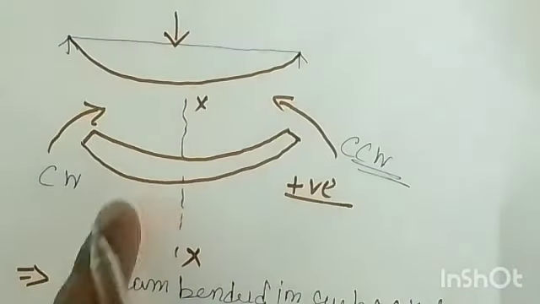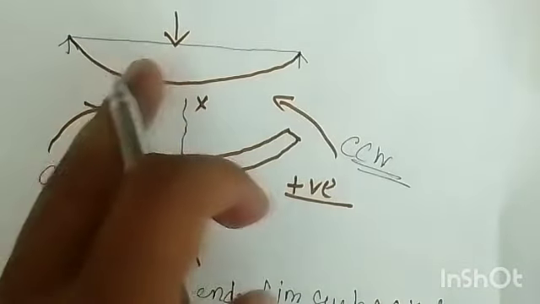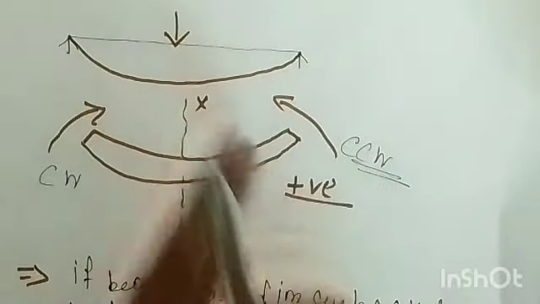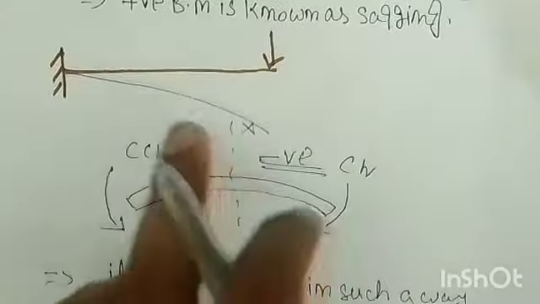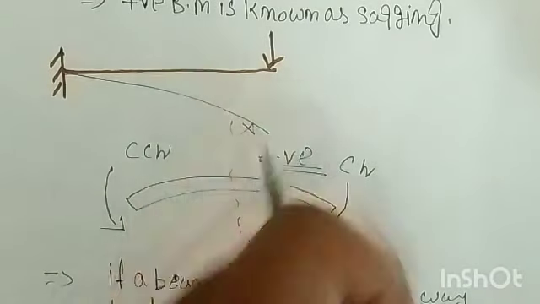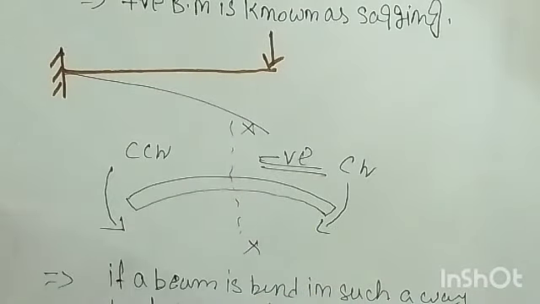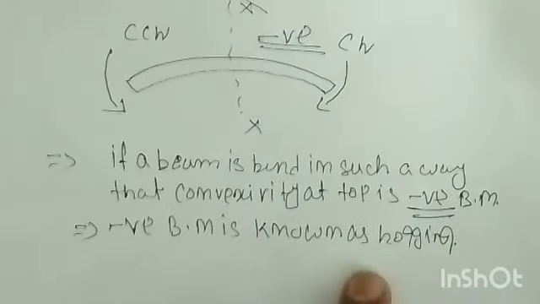So two ways you can say it: whenever the beam is bent, if on the left portion the rotation is clockwise and on the right side the rotation is anti-clockwise, it will be the positive bending moment. The positive bending moment is a sagging moment. Next, if the beam is bent in such a way that from the left hand side it is anti-clockwise and from the right hand side clockwise, it is a negative bending moment, and the negative bending moment is also known as the hogging moment, right?